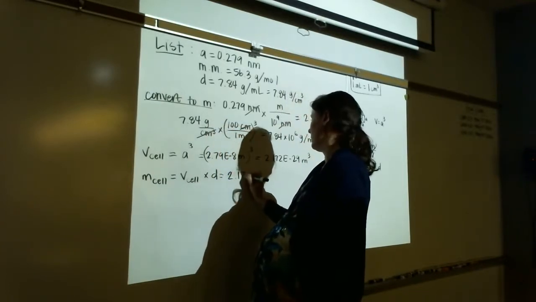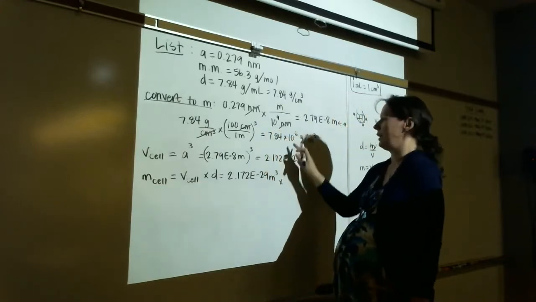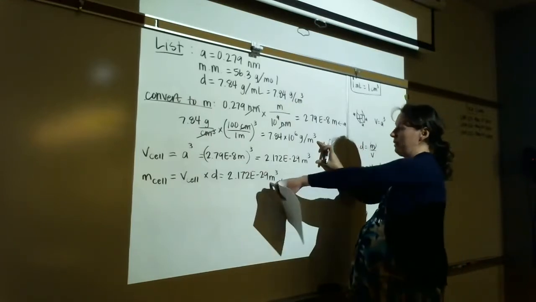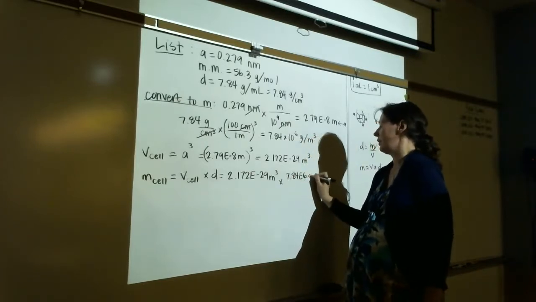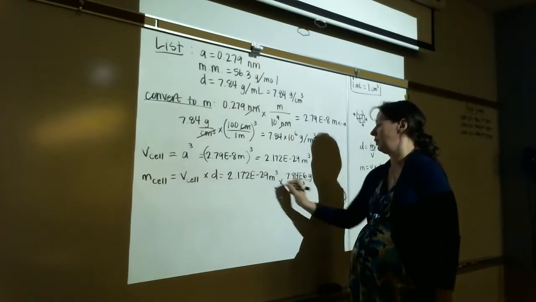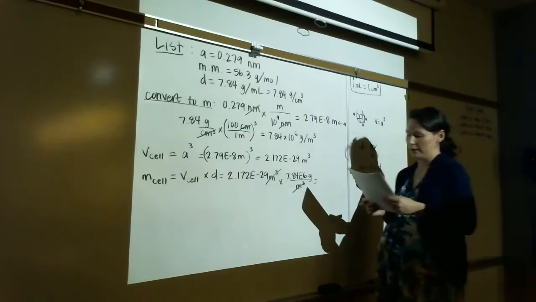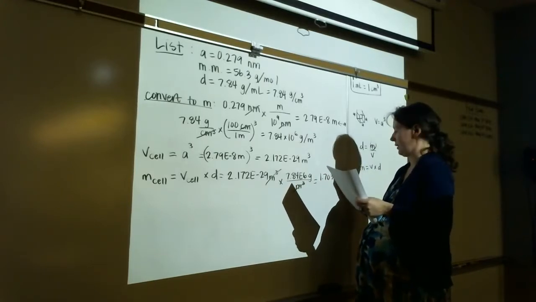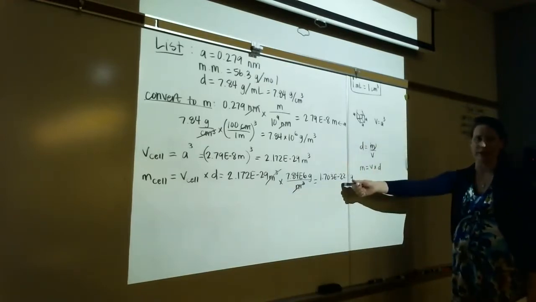So that's 2.172 times 10 to the -29 meters cubed, and here's its density, 7.84 times 10 to the 6th grams per meter cubed. Notice that's why I converted it to meters cubed, so that when I multiply these two, meters cubed will cancel. So that gives me a mass in grams. Let's see, I got 1.703 times 10 to the -22 grams. Is that a reasonable mass for a unit cell? Yeah, it is.